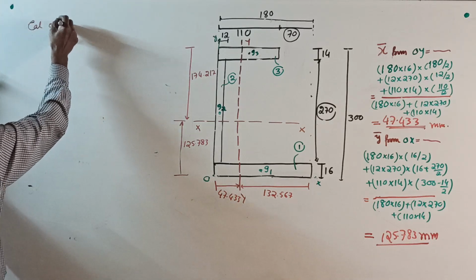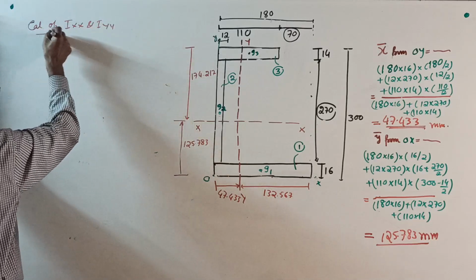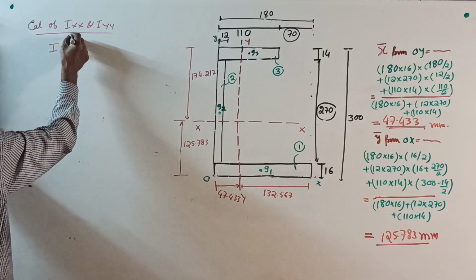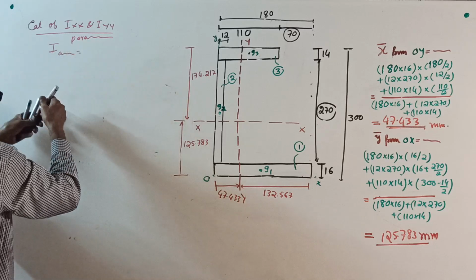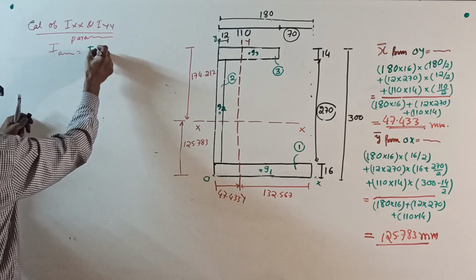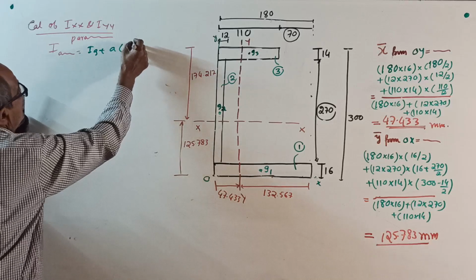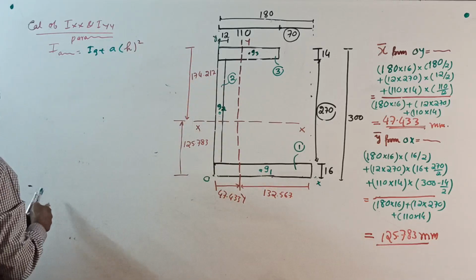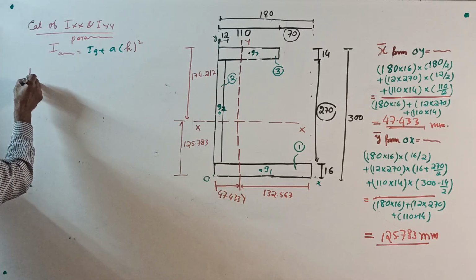Start. Calculation of I about xx and I about yy. Centroidal axis all over. Right. First, by parallel axis theorem, you write I about any axis equals Ig plus A h squared. A into h square is in red color to understand. Okay, now correctly start. First, Ixx. This is very important. See, I about xx.